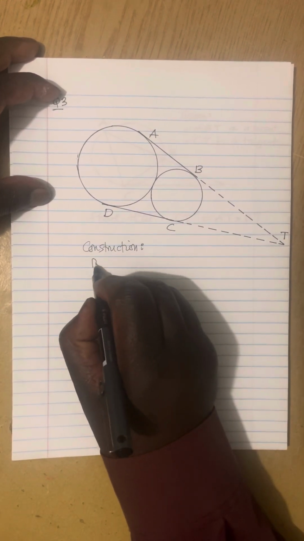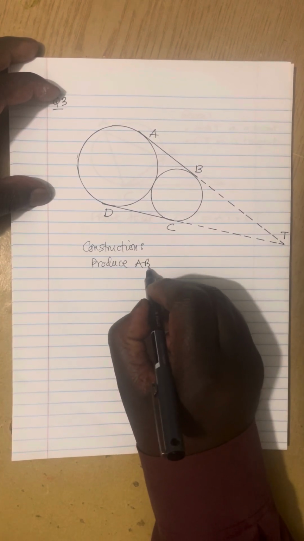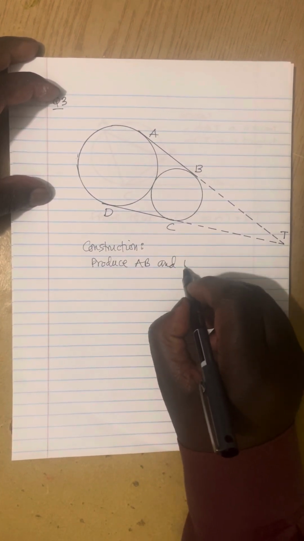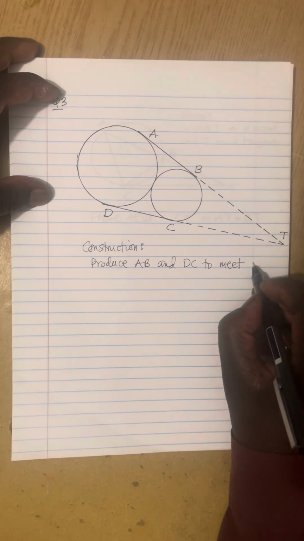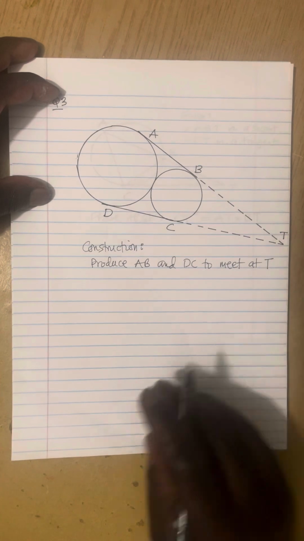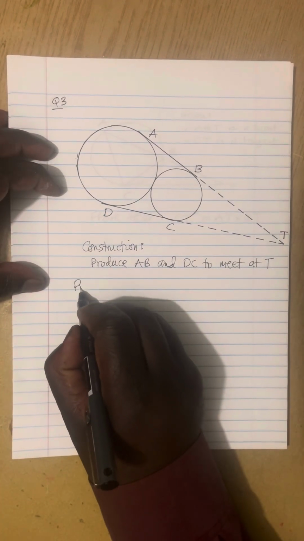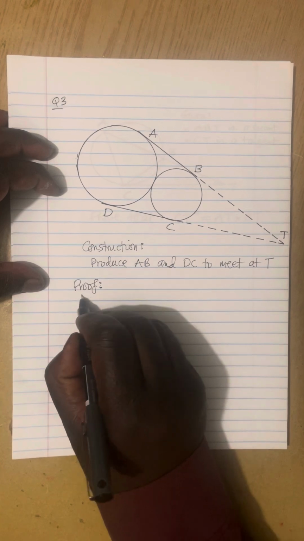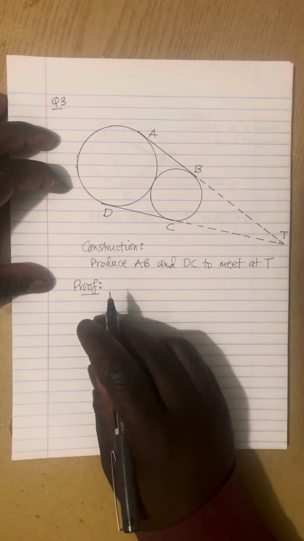And I'm saying produce AB and DC to meet at T. That's my construction. Then I can go straight into proof now. What am I saying? I'm saying in proof, I don't have to say with notation.